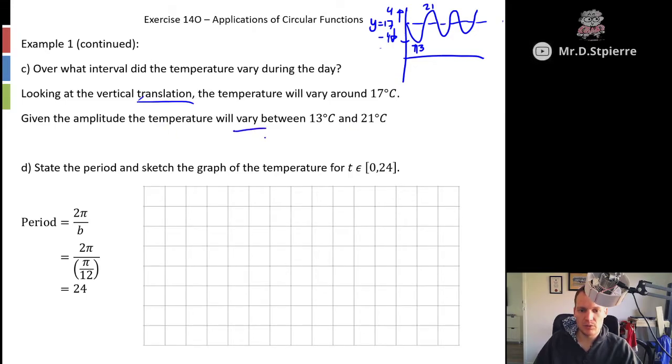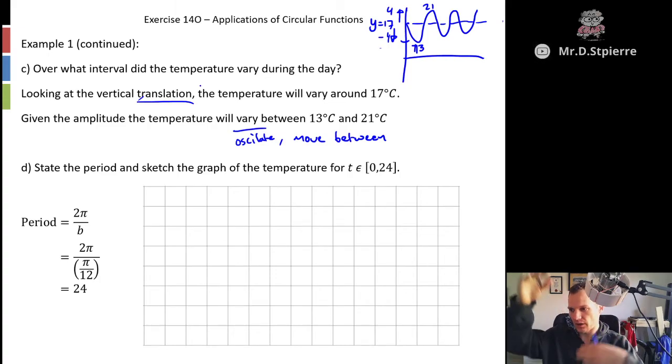Now, another word for vary that you might see is oscillate, or move between. There are other words that might be used in a similar sense. So I might say, what two positions did something vary or oscillate between? Well, that means what did it go between, its min and max?